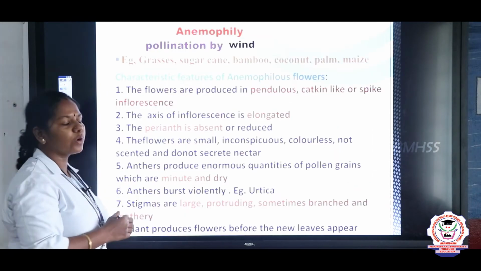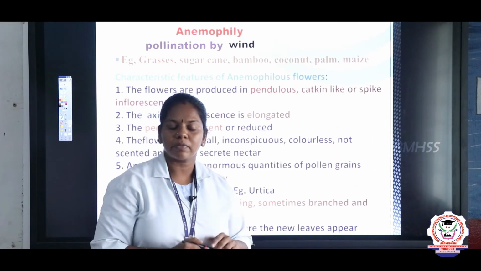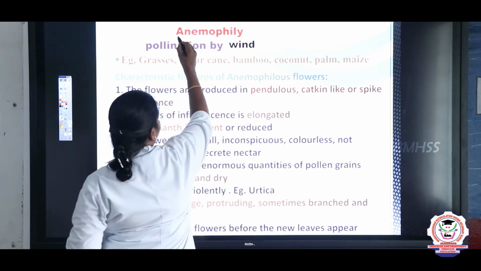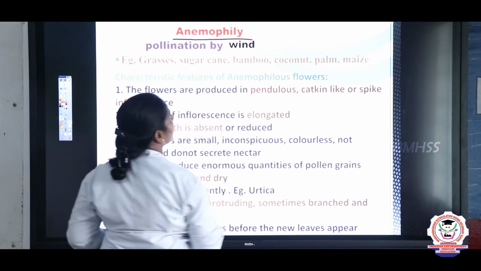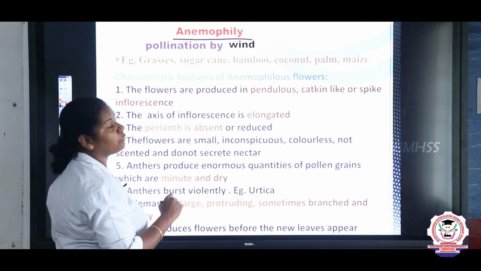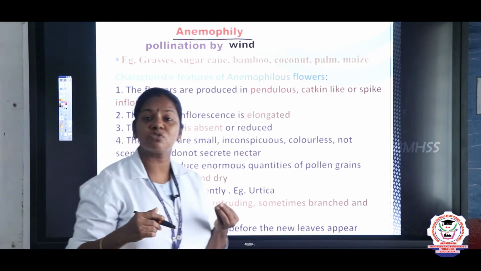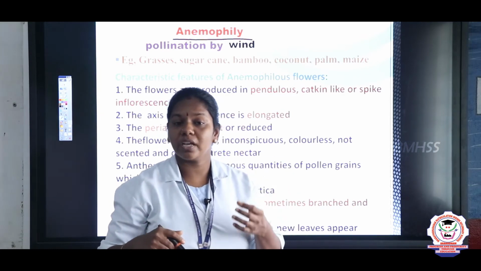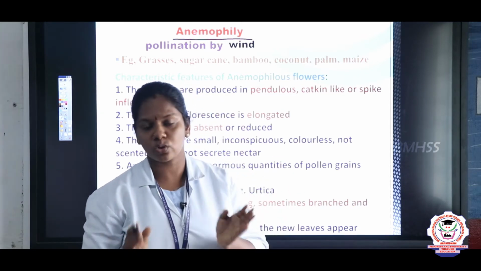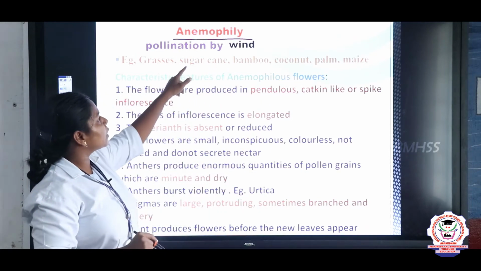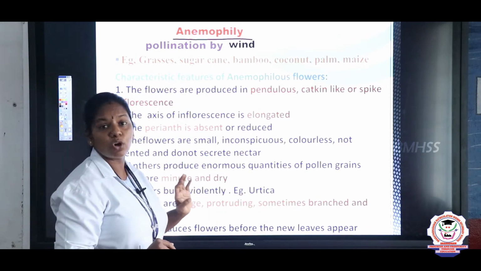So, now we are going to see the first type, that is pollination by wind. Pollination by wind is called anemophily. What is this, children? Anemophily, wind. Anemo refers to the wind. The instrument which is used to measure the rate of wind we call an anemometer. So, anemo refers to the wind, and pollination by wind we call anemophily.